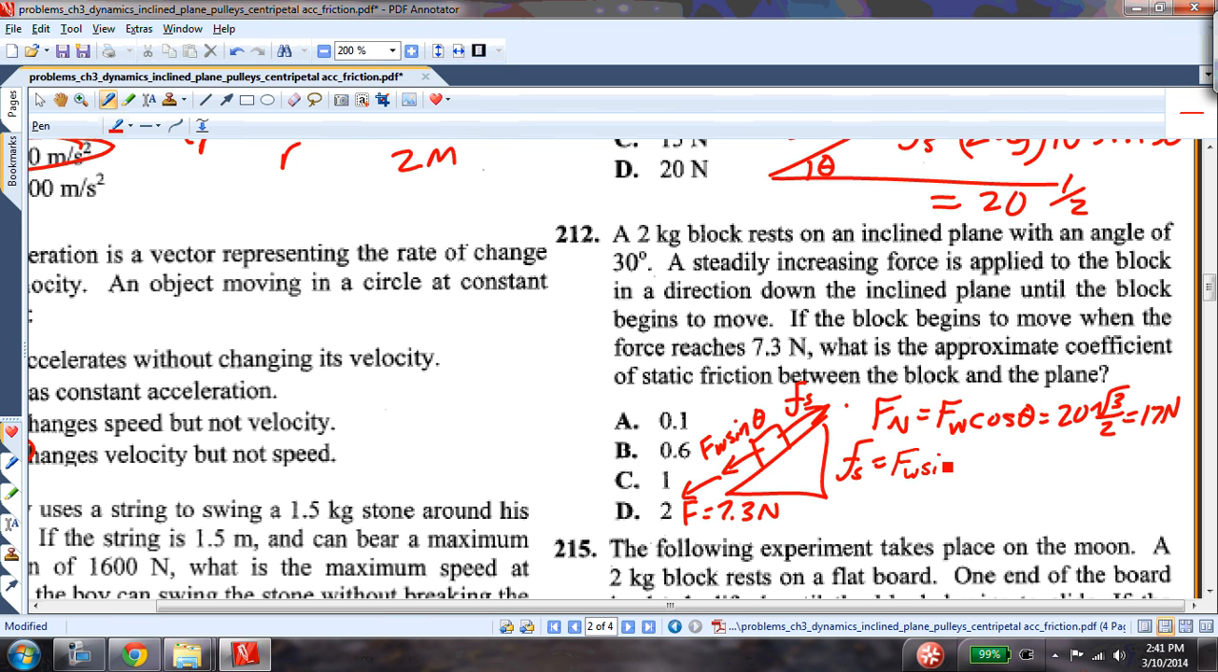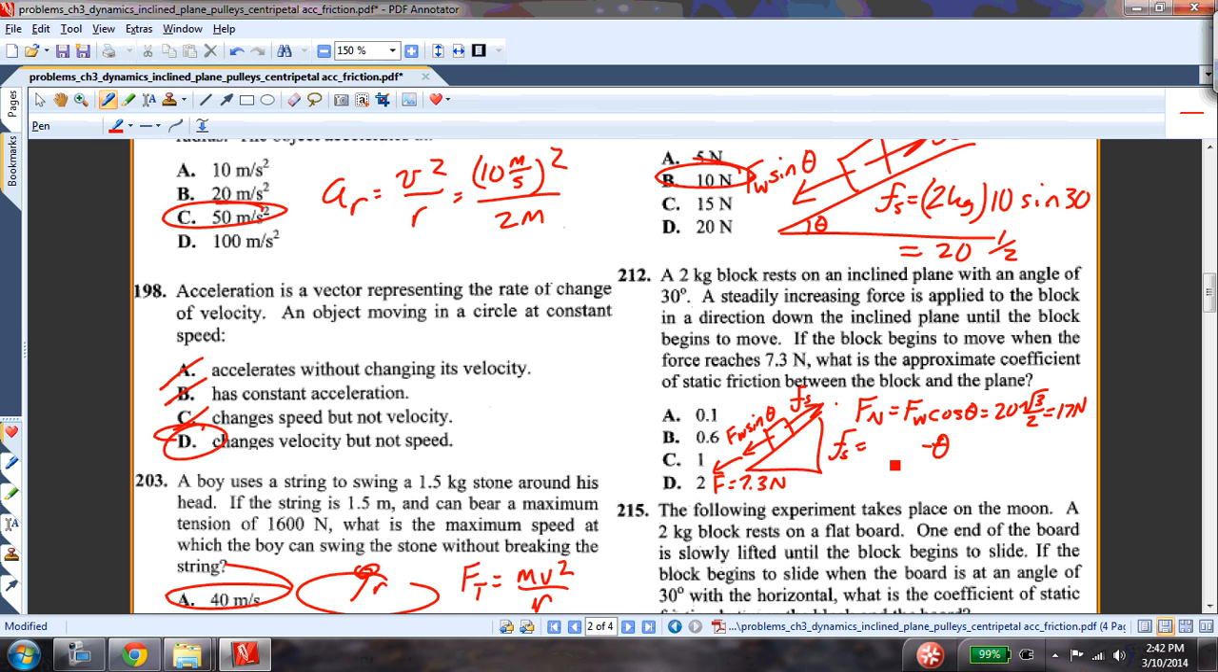I don't know where that went. Well, shoot. Fw sine, sorry, I don't know what's going on. Fw sine of theta plus 7.3. That comes from this. Fs has to equal the sum of those forces.